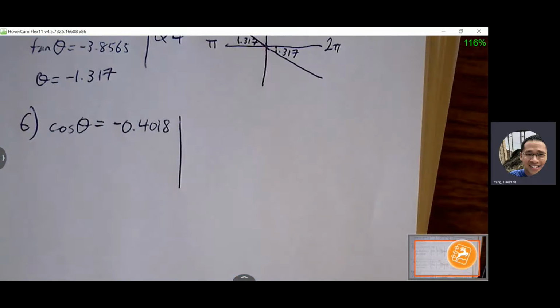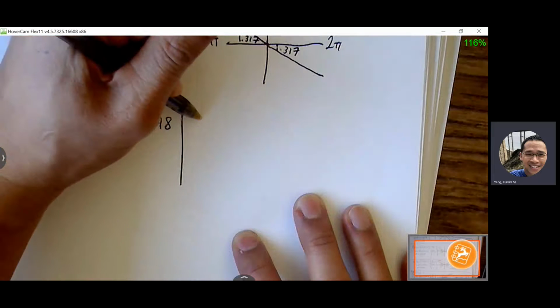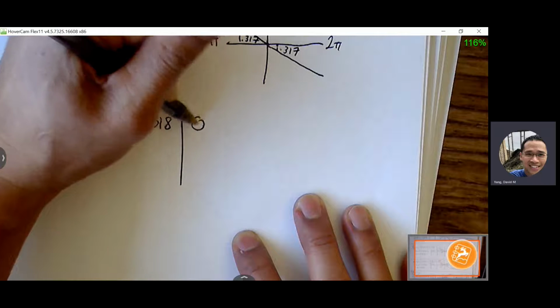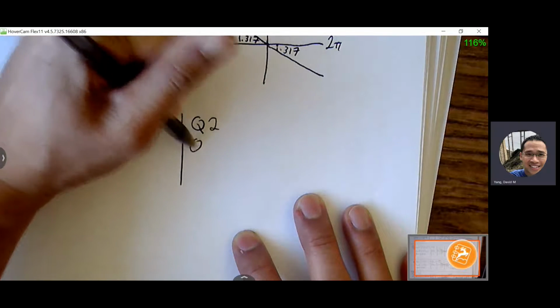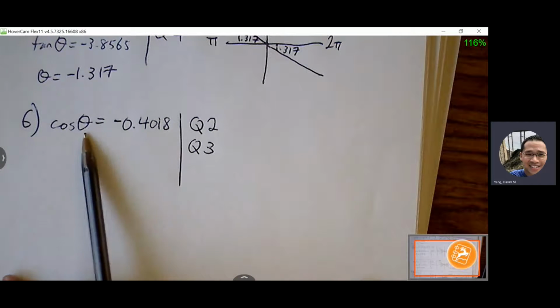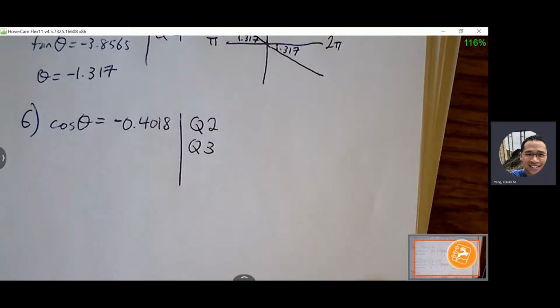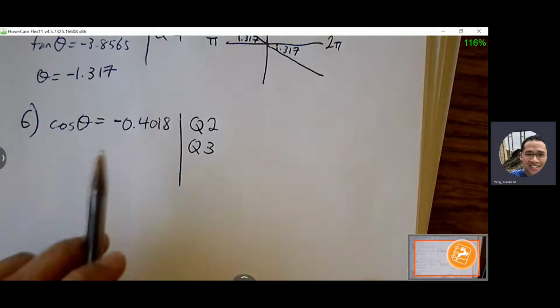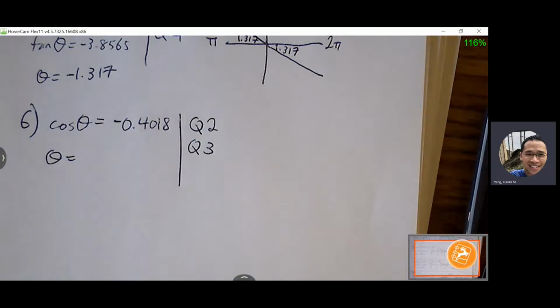Okay, where's cosine going to be negative? Quadrant 2 and 3. Now, the strange thing about cosine is that if cosine is negative, principal values is going to spit you out a quadrant 2 value. Okay, it's going to give you a quadrant 2 value. So that's the strange thing here. It's not going to give you a reference angle.